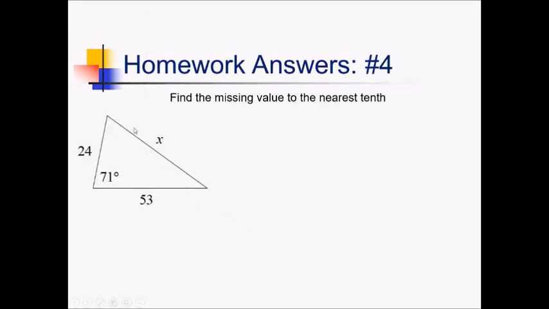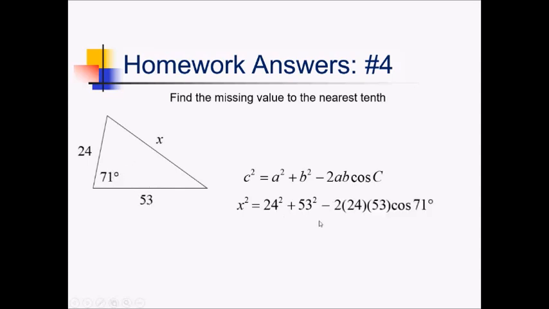For this one, since we've got a side angle side situation, we're going to go ahead and use the law of cosines, the one that says c squared equals a squared plus b squared minus 2ab cosine c. So we've got c squared, which means x squared in this case, and then a and b are the legs of the angle they gave us. So we've got 24 squared plus 53 squared minus 2 times 24 times 53 times the cosine of that angle between them, so cosine of 71.